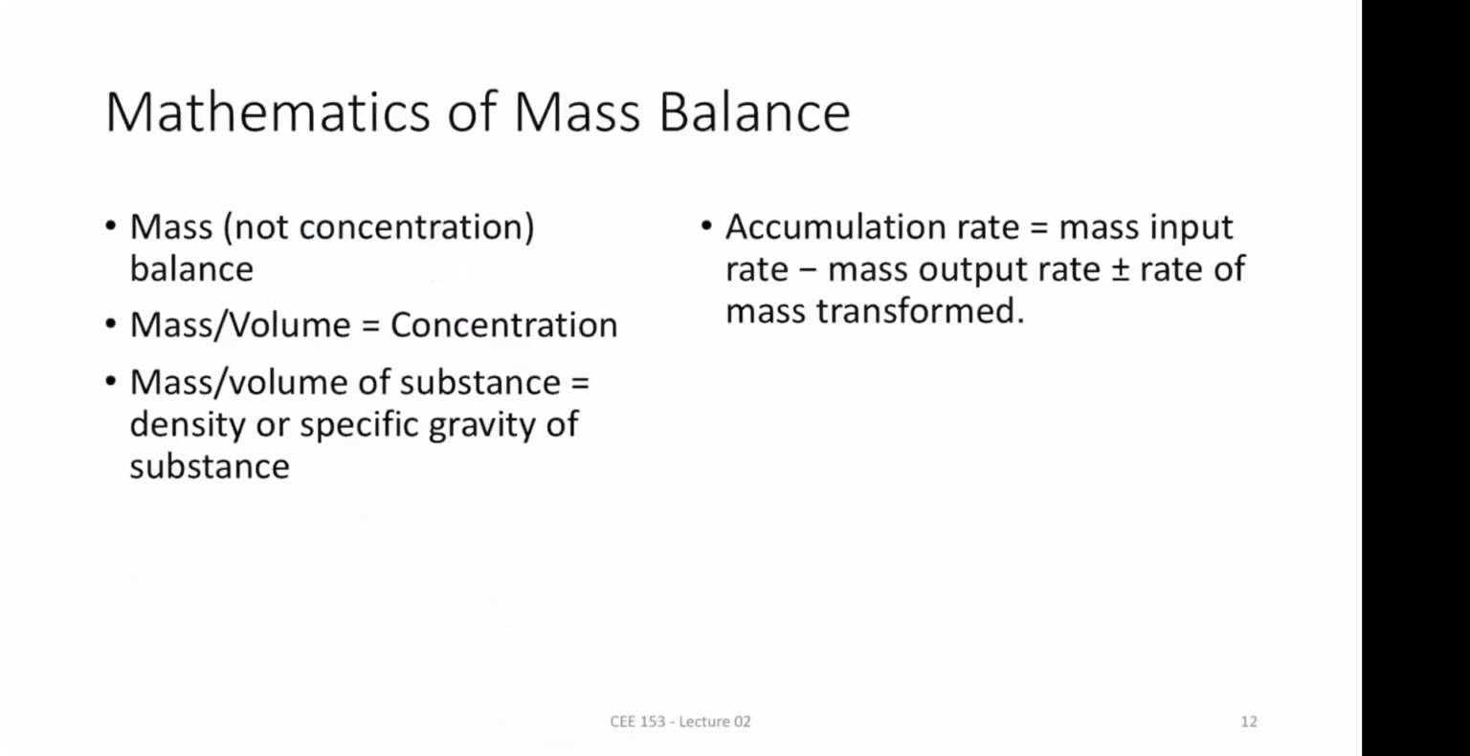All right, so the mathematics of mass balance. That's how we're going to solve it. There are a couple of things you have to remember. Mass balance is not concentration balance. Mass is conserved. Concentration is not. Concentration is, let's say, milligram per liter, which means how much contaminant is in each liter. If you add extra water, the concentration is going to change, but the amount of contaminant is not going to change.